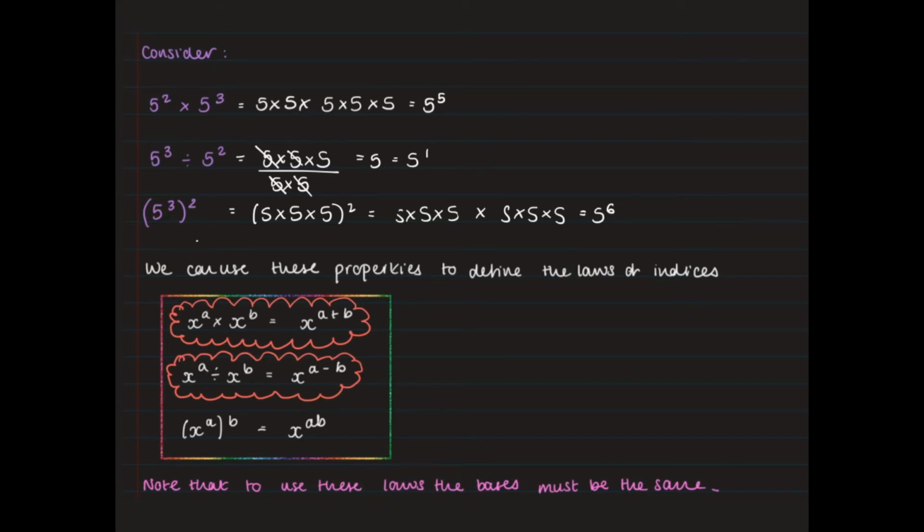This is an example of my final law of indices, which is if I have x to the a, all to the power of b, then I can multiply the two indices, so I end up with x to the power of ab. Now there's one important thing to note, which is that to use these laws, the bases must be the same. So in the laws I've written down, everything is to the base x, and in my examples, everything is to the base 5. So let's look at some examples.